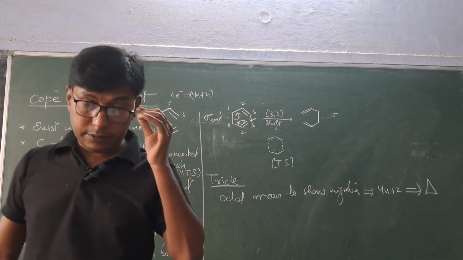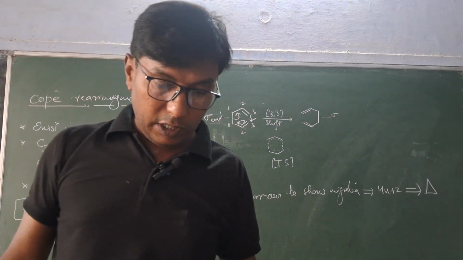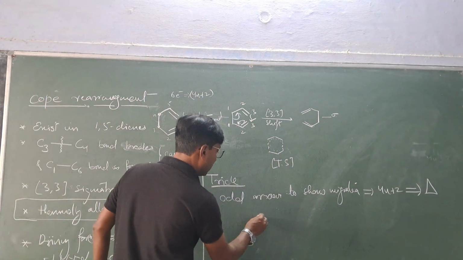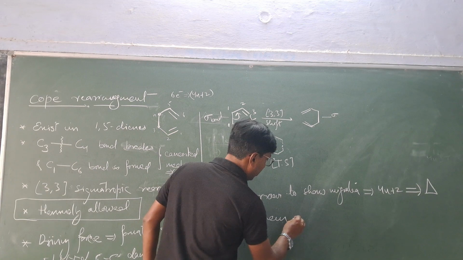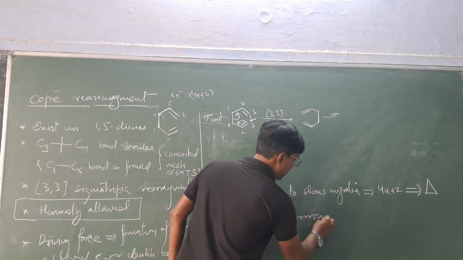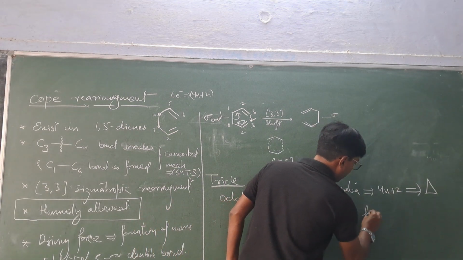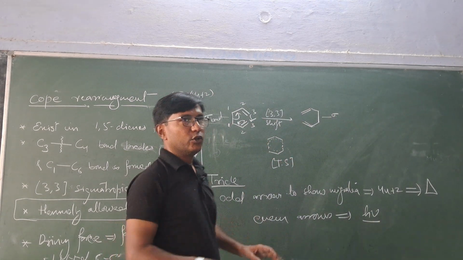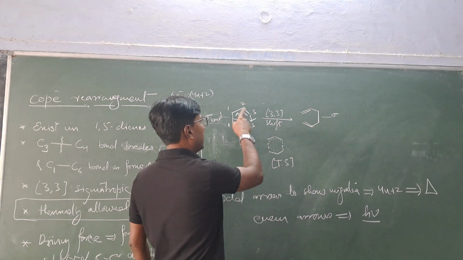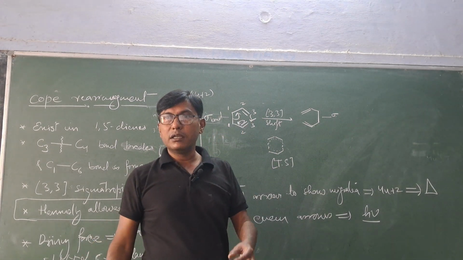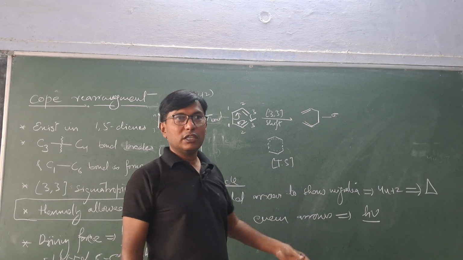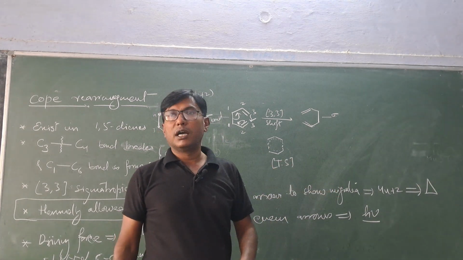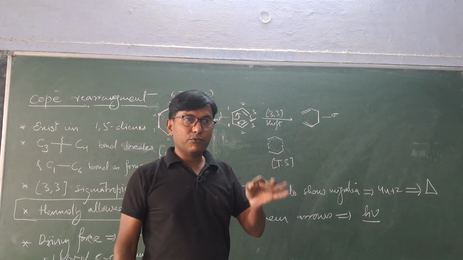And if the number of arrows involved is even, then it is photochemically allowed. Even arrows indicate photochemical. That is not a rule. That is basically a trick. You count the number of arrows. If there are 3, 5, 7 arrows involved, then that will be a thermally allowed process. And if the number of arrows is even, then that will be photochemically allowed.